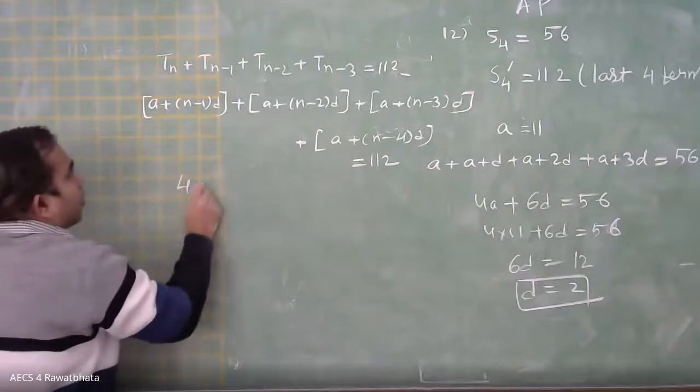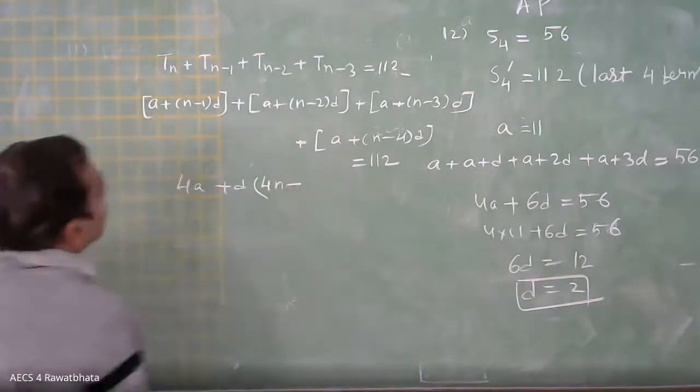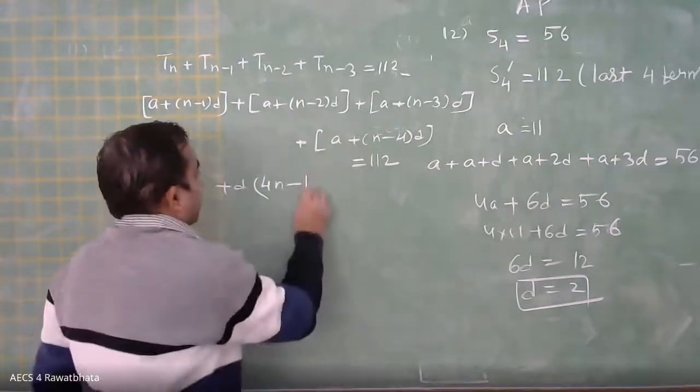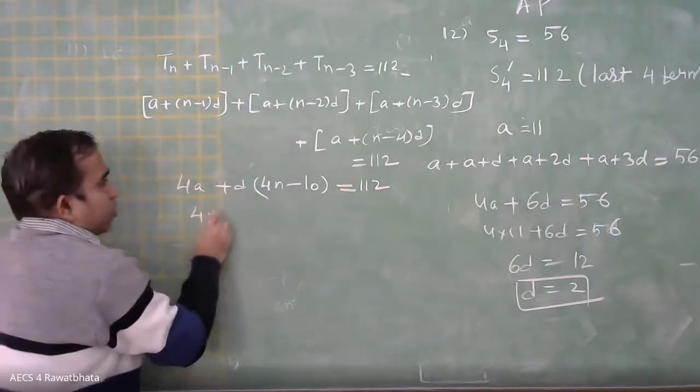Here I get 4A plus D common, 4n minus how much? 1 plus 2 is 3, 3 is 6, plus 4 is 10, equals to 112. Put the value of A and D.